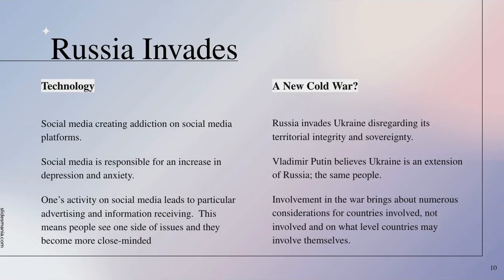Finally, in 2022, Russia, a world superpower and a power with nuclear weapons, decided to invade Ukraine, and this disregarded Ukraine's territorial integrity and sovereignty. It falls back on some level to Putin thinking that Ukraine and its people are one and the same with Russia. And undeniably, there is a linked history between the two regions.